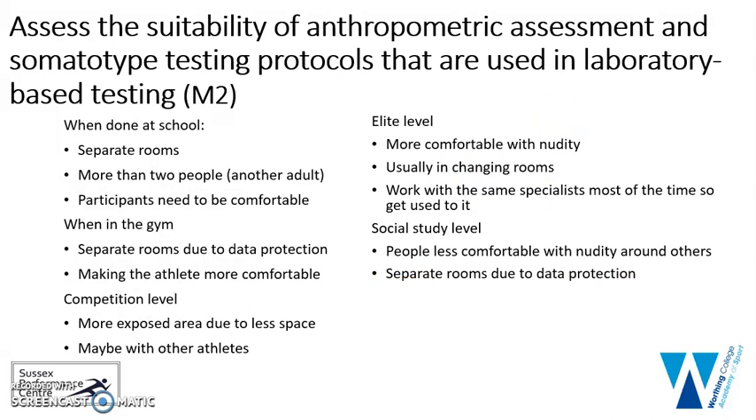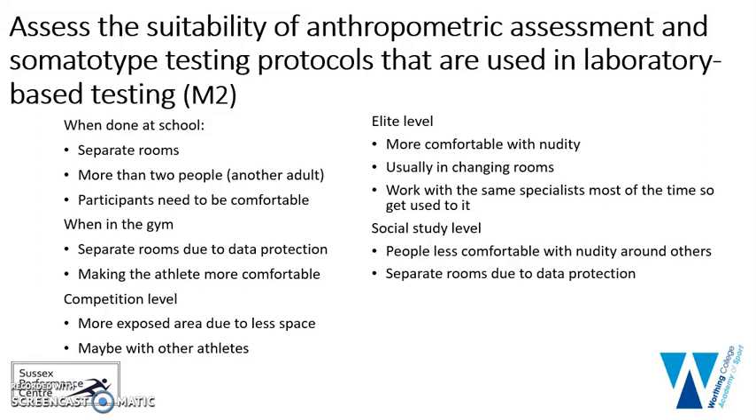Here I'll assess the suitability of anthropometric assessment and somatotype testing protocols that are used in lab-based testing. When the tests are done at school or colleges, there should be separate rooms for girls and boys, so that girls are comfortable and so are boys. This would reduce bullying and any unnecessary comments. As the people tested will be underage or young adults, there needs to be more than just two people, and ideally another adult, so that if something happens, there is a witness.